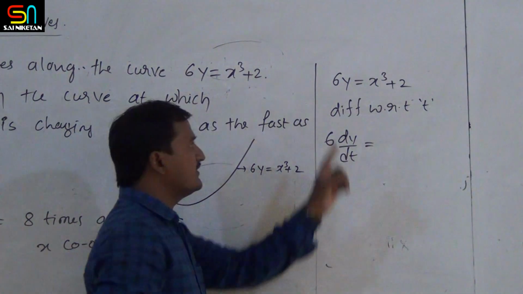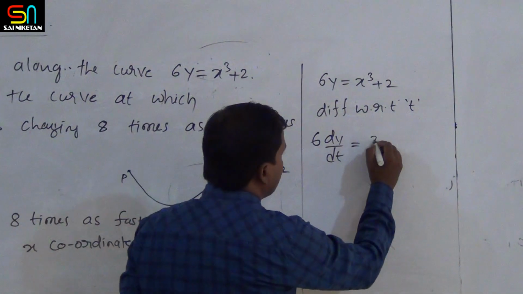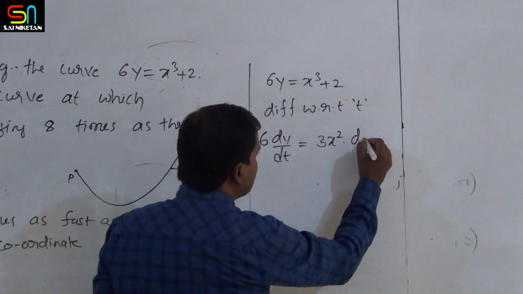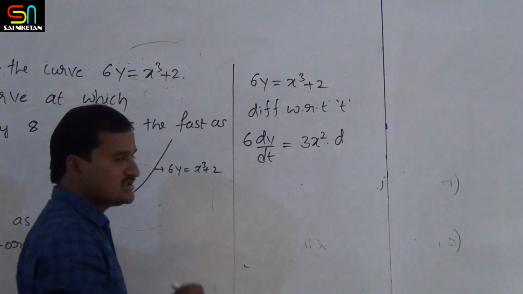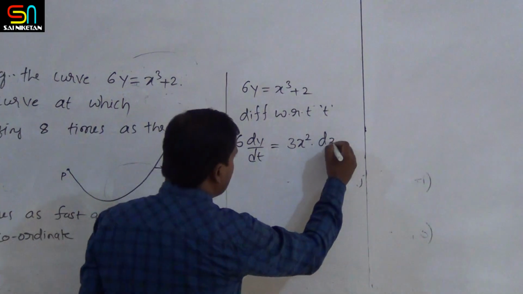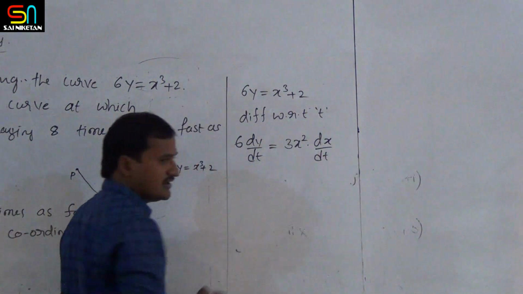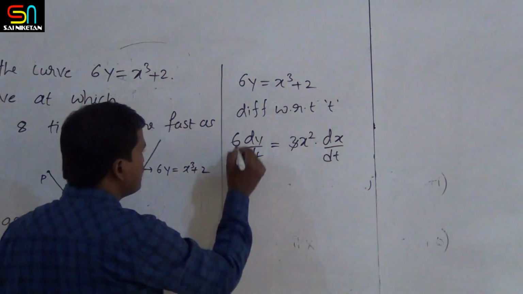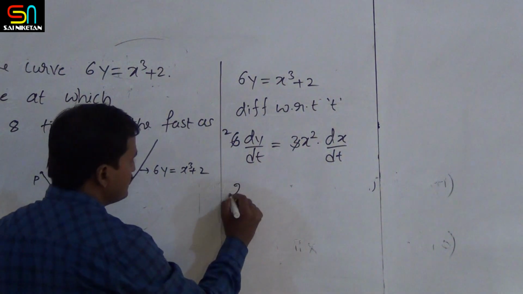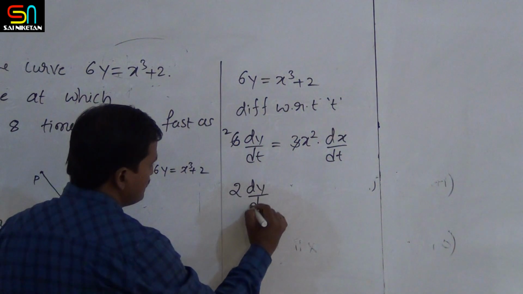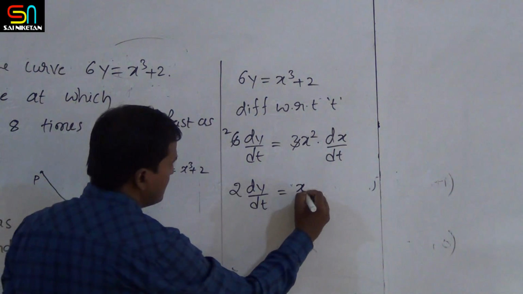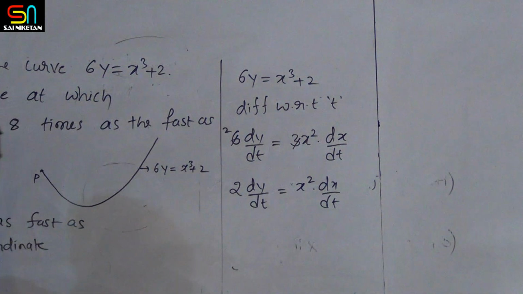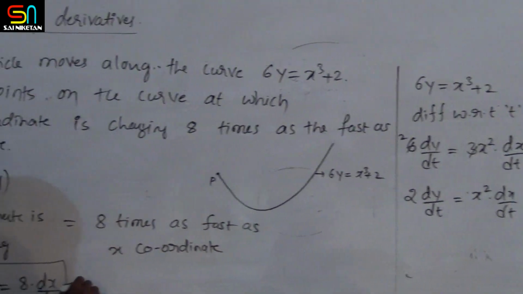Is it right? Differentiation of x cube is 3x square into differentiation of x with respect to t, which clearly is dx by dt. Is it right? Now we have to cancel the term. Here it is 3 ones are 3, here it is 3 twos are 6. So clearly what you are getting? 2 times dy by dt is equal to x square into dx by dt. Is it right? So call this equation number 1.